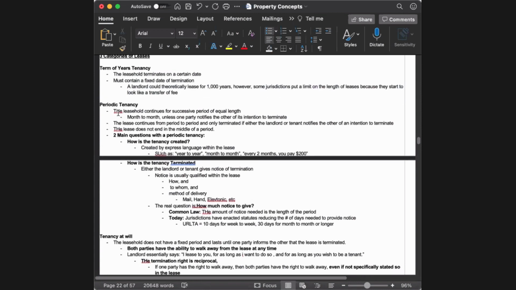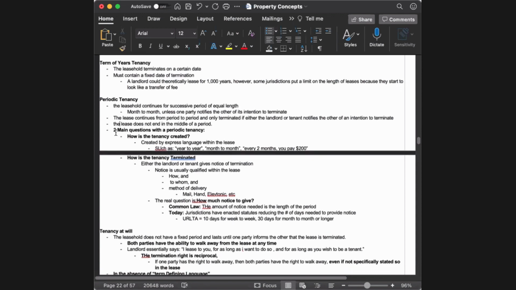There's also periodic tenancy. The leasehold continues for successive periods of equal time. So it's month to month unless one party notifies the other of its intent to terminate. Instead of saying we've got a time where it definitely ends, we just say that the lease will continue every single month unless one of the parties tells the other it's over. The lease does not end in the middle of a period. So if you're doing a month-by-month lease, nobody can terminate in the middle of the period.